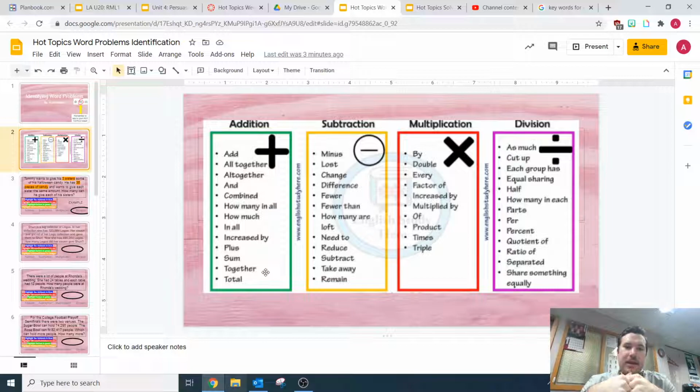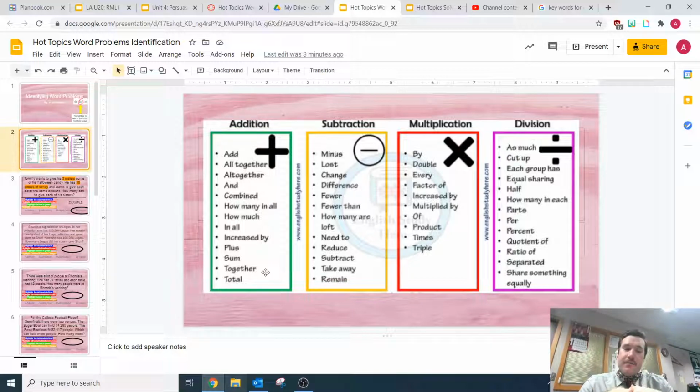Now subtraction is kind of the opposite of that. It might ask us for the difference, finding the difference of a subtrahend and a minuend. Fewer: how many fewer did they eat? How many did we take away? How many are left? All of those words clue us into subtraction.